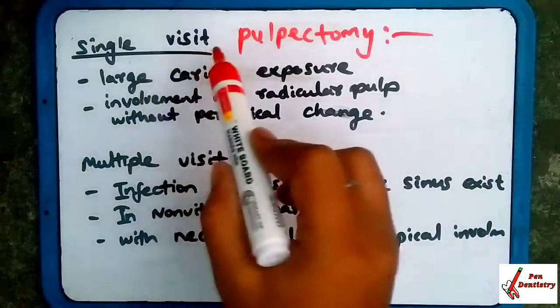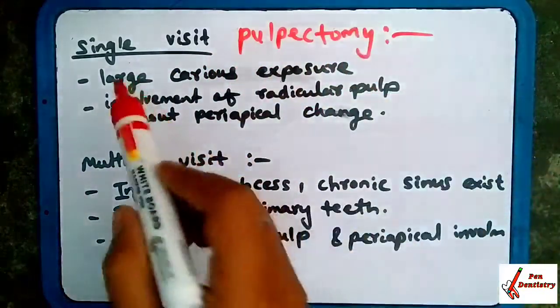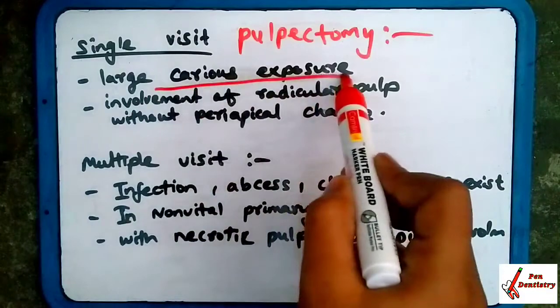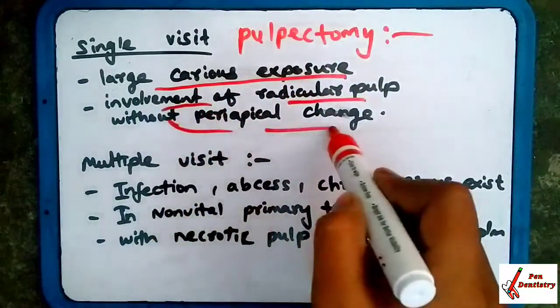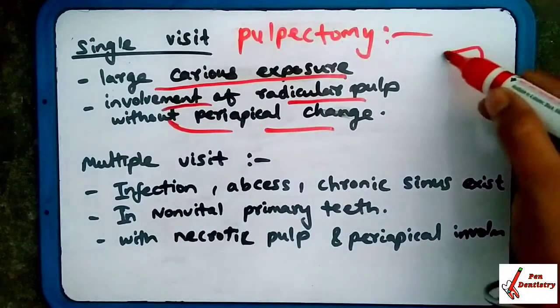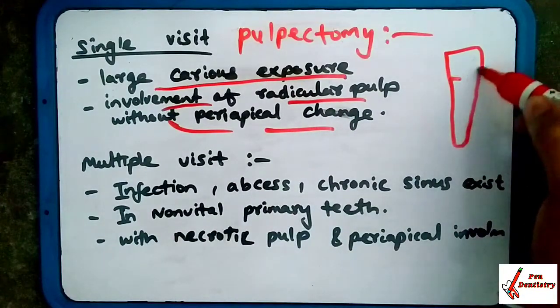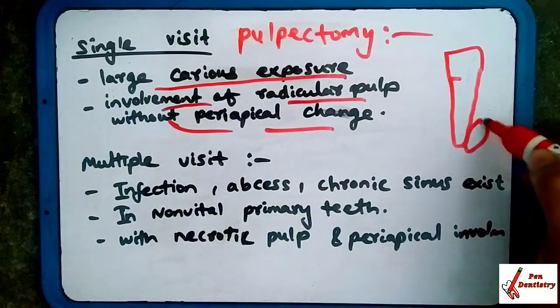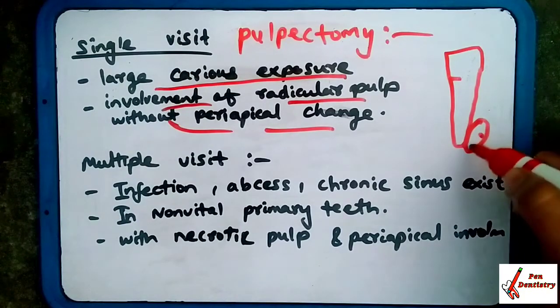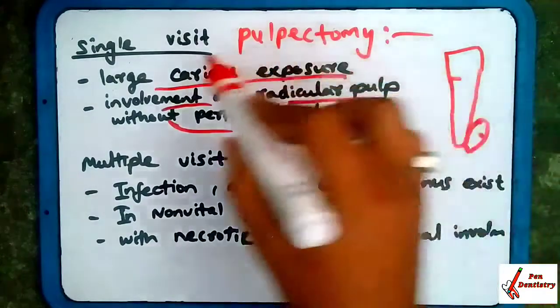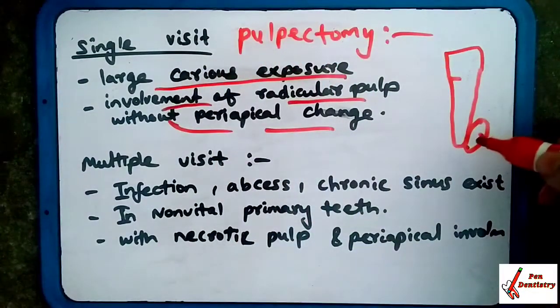The indication of single visit pulpectomy is when the tooth is large, carious, exposed, and there is involvement of radicular pulp without periapical change. If periapically there is no fistula, no sinus or abscess present, then you will go for the single visit pulpectomy.